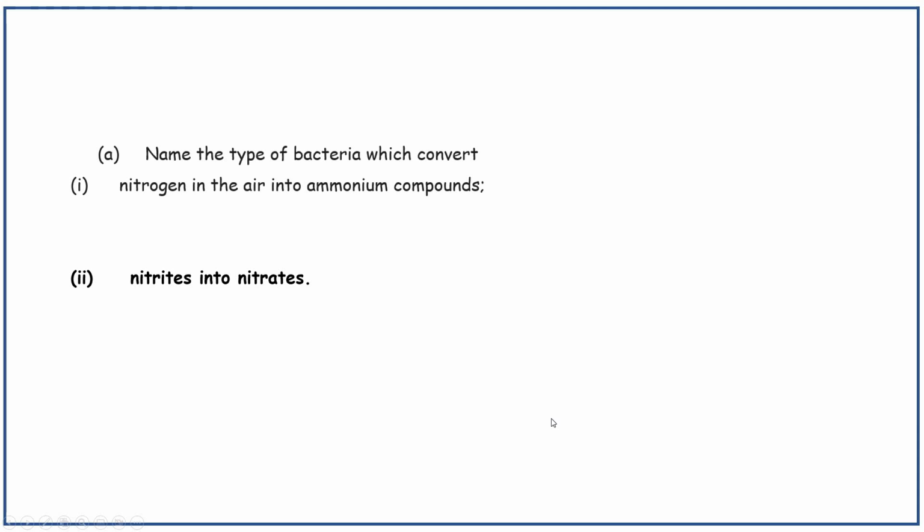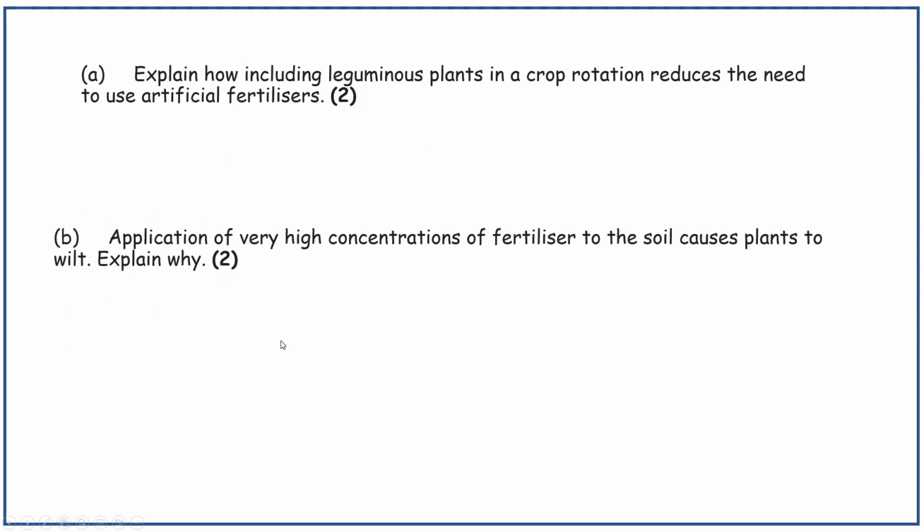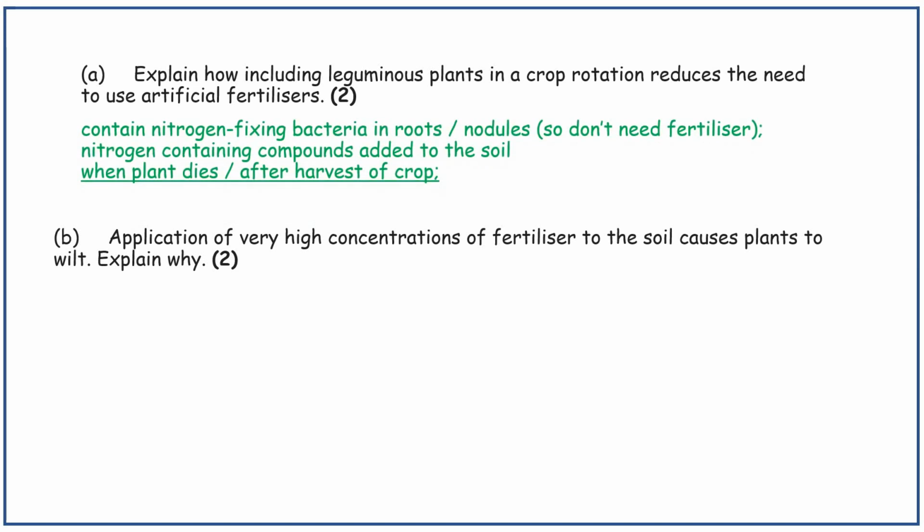Name the type of bacteria which convert nitrogen in the air into ammonium compounds. That is nitrogen-fixing bacteria. Nitrites into nitrates is nitrifying bacteria. Explain how including leguminous plants in a crop rotation reduces the need to use artificial fertilisers. They contain nitrogen-fixing bacteria in their roots or nodules, so they don't need fertiliser. Nitrogen-containing compounds are added to the soil when the plant dies or after harvest of crops.